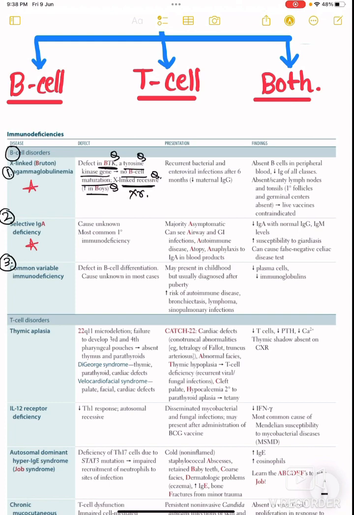The whole of this is asked in questions and it is important. Every line is important in this particular topic. What is the presentation? Recurrent bacterial infection, enteroviral infection after 6 months. So this is important: after 6 months. Okay. Why after 6 months?